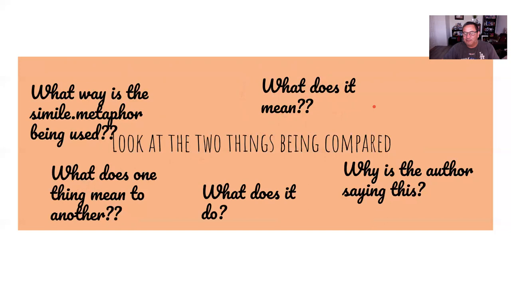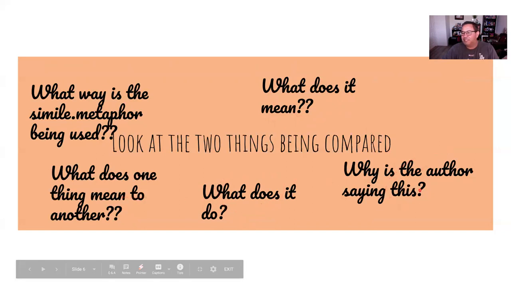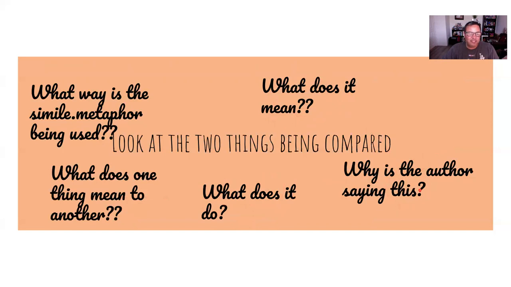If I say her house is as big as the White House, well, the White House is really nice. The White House is very large. So it must be talking about the size of the home. What does a hornet do? What does a hammer do? What does that one thing mean to the other thing? Why is the author saying this? Why would they be trying to say something in a specific way? Those are questions that you can ask that help you to focus on what the metaphor or the simile or any figurative language is trying to say.